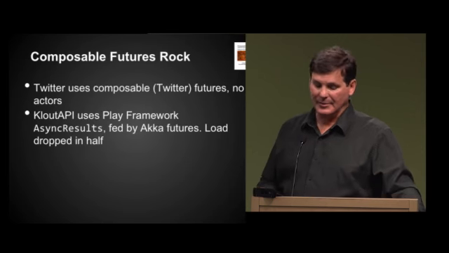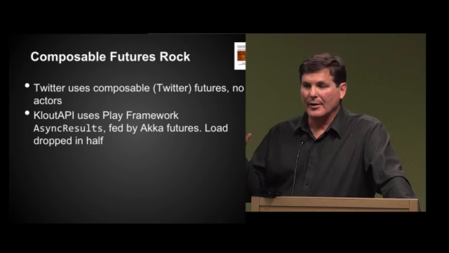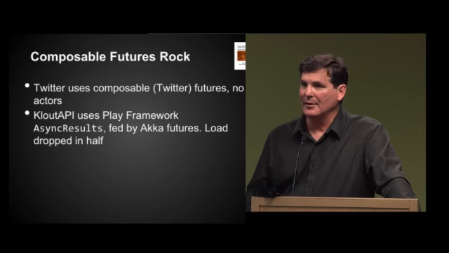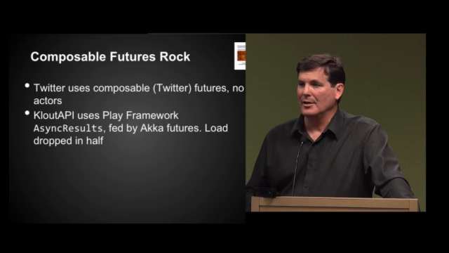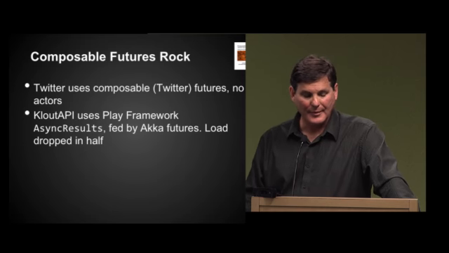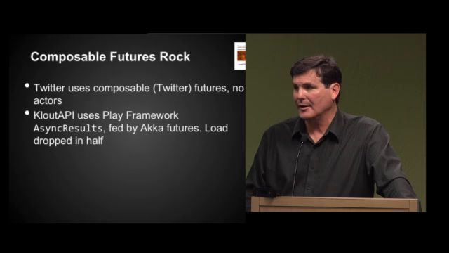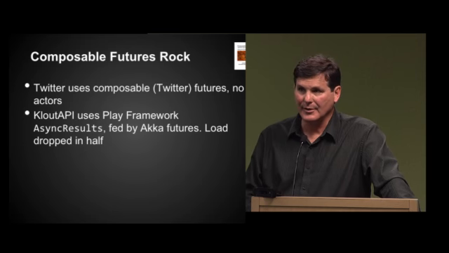So who's using this stuff? Twitter uses Composable Futures exclusively to do all their tweet processing, many tens of thousands per second, done with Composable Futures. There's a huge amount of horsepower, heavy lifting being done with Composable Futures. Klout just a few days ago released their new API, and it's based on Composable Futures as well. I don't know what they were using before, but they say that their server load dropped in half when they started using this.